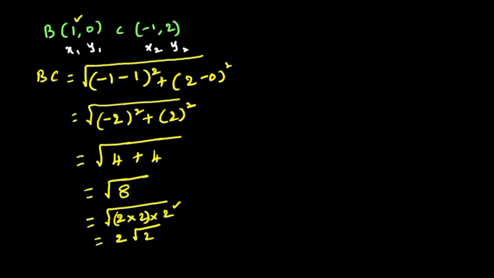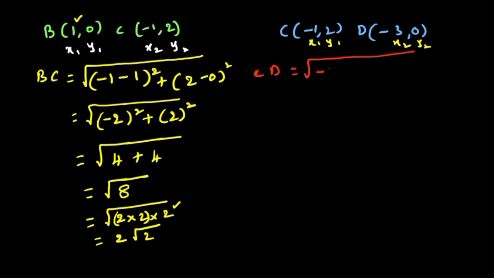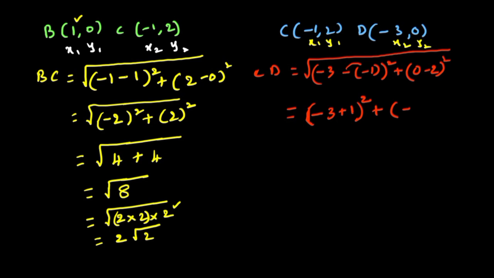So what is C? This is (-1, 2). Now D is (-3, 0). So this is x1, y1 and this is x2, y2. So the distance CD is root of x2 minus x1, this is -3 minus x1 which is -1, whole square, plus y2 minus y1, y2 is 0 minus y1 which is 2, whole square. So this is -3 minus of minus, we get +1 whole square, plus y2 minus y1, this is 0 minus 2, whole square.